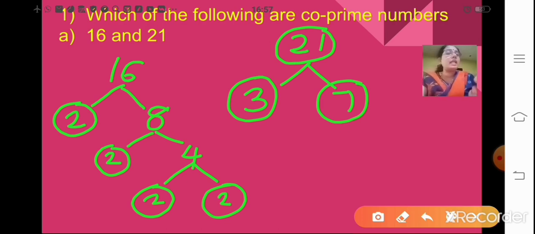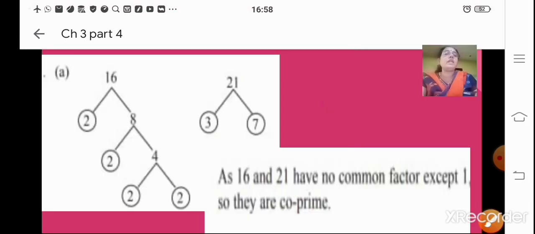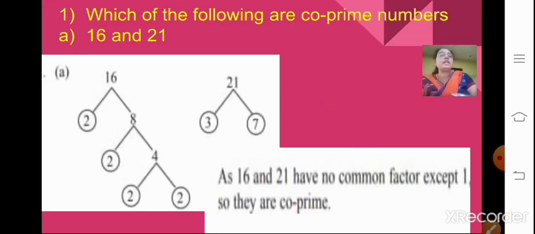So are 16 and 21 co-prime numbers? Yes, they are co-prime numbers because they don't have any common factor between them. They have only one common factor, that is the number 1. So such numbers are called co-prime numbers. Here I have done the working for you. Again, 16 and 21 have no common factor except 1, so they are called co-prime numbers. So this sum you have to take down in your notebook. Okay.